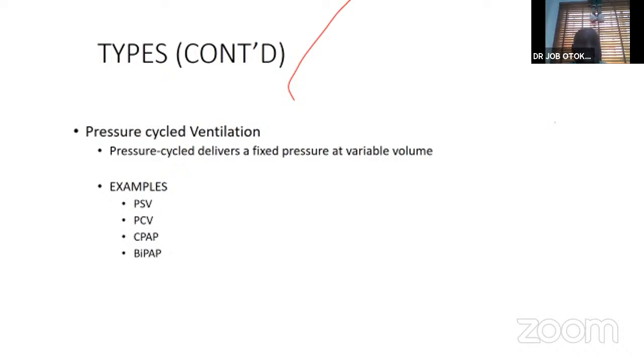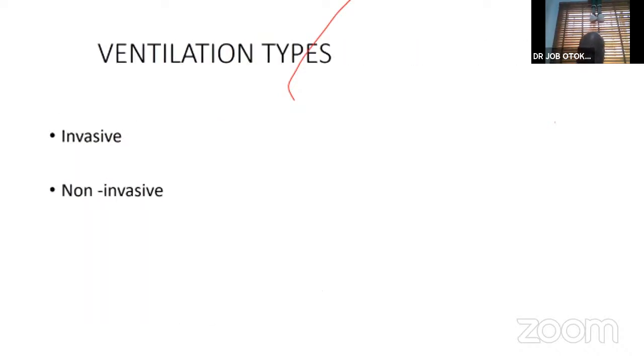We are looking at types of mechanical ventilation. We said one, we have invasive and non-invasive. We have pressure cycled, we have volume cycled. Then negative pressure and positive pressure ventilation.